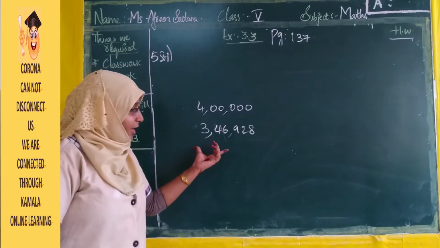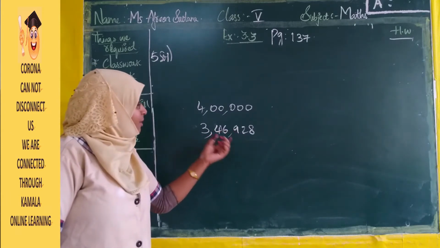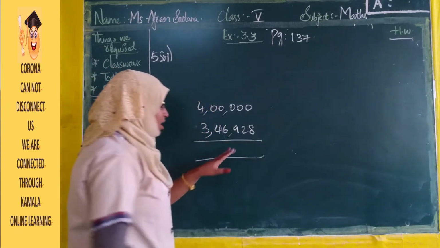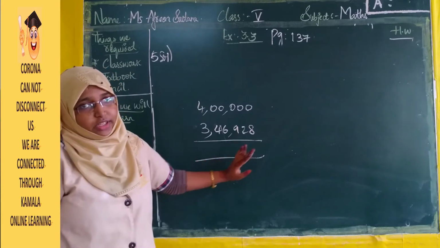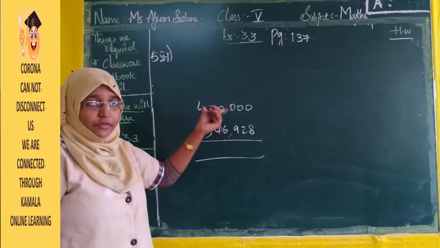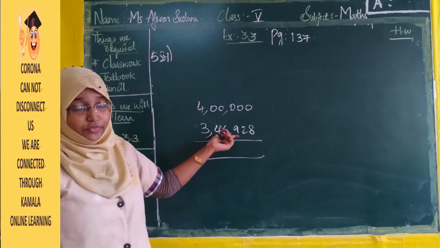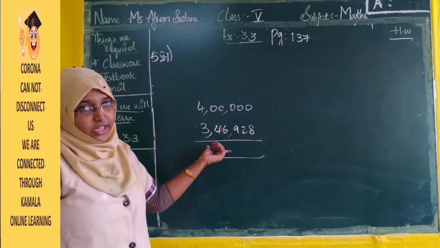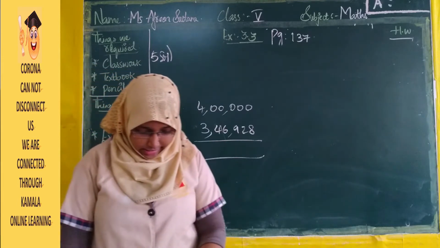So how to find? We will subtract this 3,46,928 from 4 lakh. Whatever answer you get, that many more hours of experience he needs to qualify for the promotion. Firstly, you will write the number of hours required to get a promotion. Vinayak has already completed 3,46,928 hours of experience, but whatever the answer you get, that many more hours he needs to qualify for the promotion. Right? I hope it is very clear.